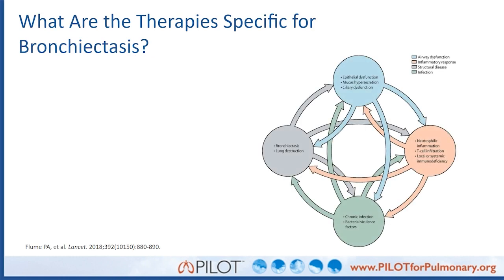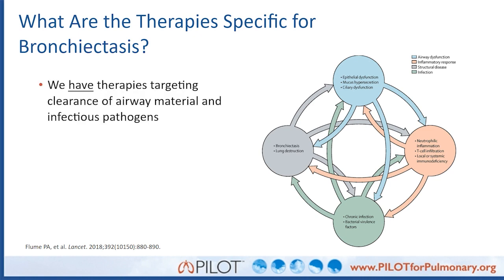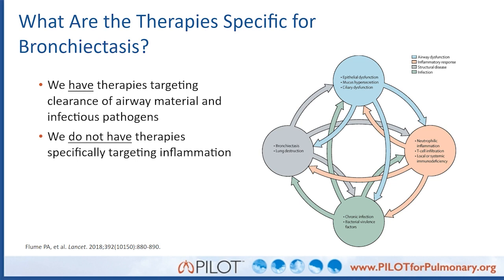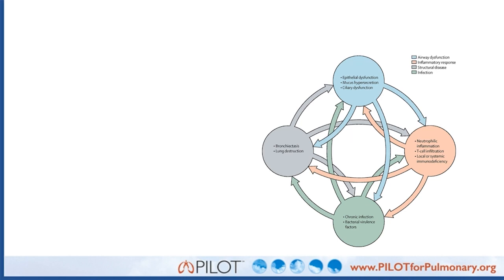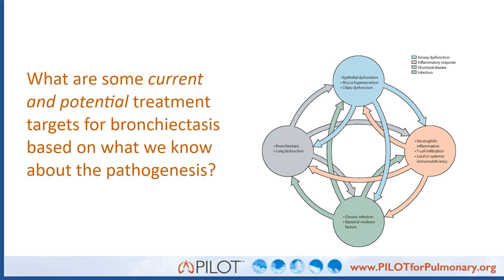So what are the therapies that are specific for bronchiectasis? We have therapies that target the clearance of airway material as well as targeting infectious pathogens. But we don't have therapies that specifically target the inflammatory side of the treatment for these patients. So what are some of these current and potential treatment targets for bronchiectasis based on what we know about the pathogenesis? Here we can think about how we might augment mucociliary clearance to clear out the airway secretions.